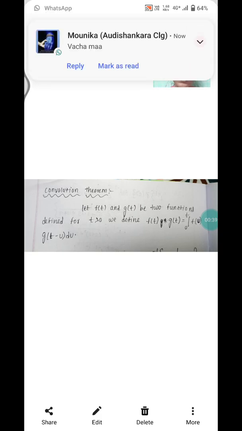I want to explain the convolution theorem, and we know about Laplace and other formulas. Just assume that f of t and g of t are two functions defined for t greater than 0, and we define f of t star g of t equal to the integral from 0 to t of f of u g of t minus u du. That means we substitute the variables u and t minus u.